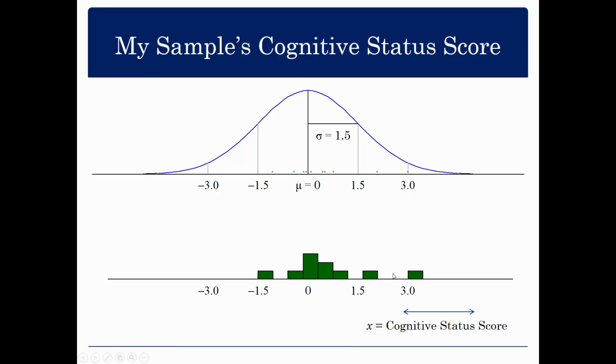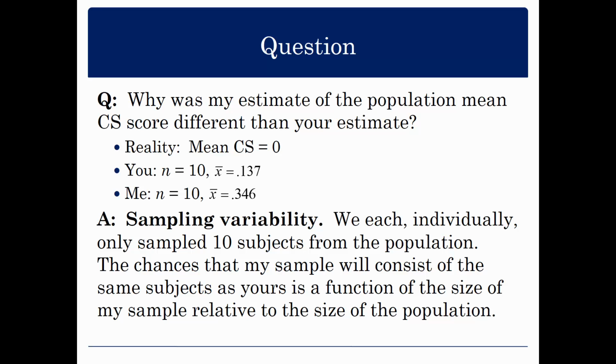So the same methods, the exact same process, produced two different samples, and my sample average, my cognitive status average, is a little bit higher than yours. In fact, it's a little further away from the truth than yours was. Your sample was quote-unquote better than mine, even though we did it the same way. My sample resulted in an average of 0.346. And my question to you is, what is the name of the thing that caused our two samples from two identical experiments to give slightly different sample averages? What is the thing that causes that difference?